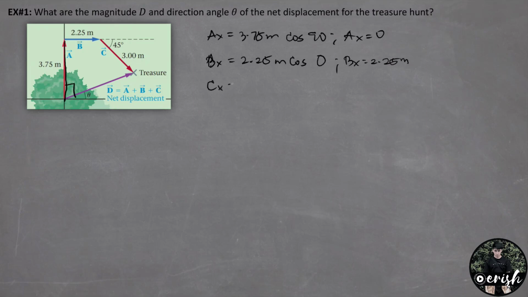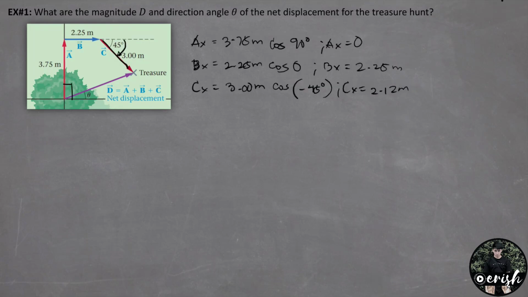For CX, this is equal to 3 meters cosine negative 45 degrees. Bakit negative? Kasi pag sinukat natin from the positive x-axis, ito siya, pababa, so that is a negative angle. CX is equal to 2.12 meters. For the vertical components naman, AY, we have directly 3.75 na siya agad kasi nasa positive y-axis.